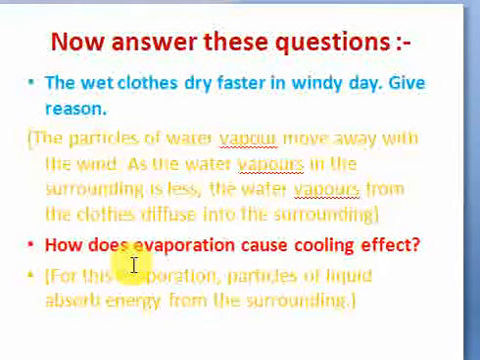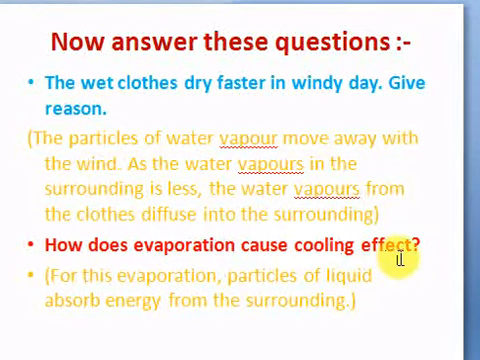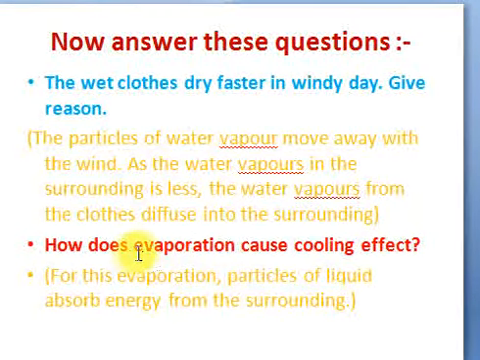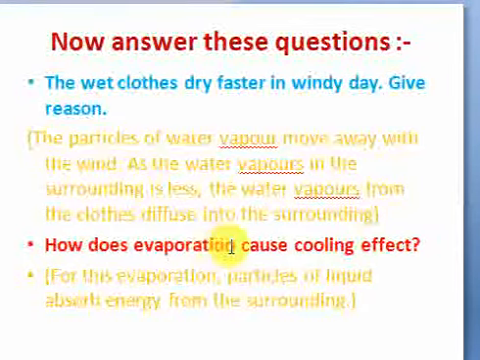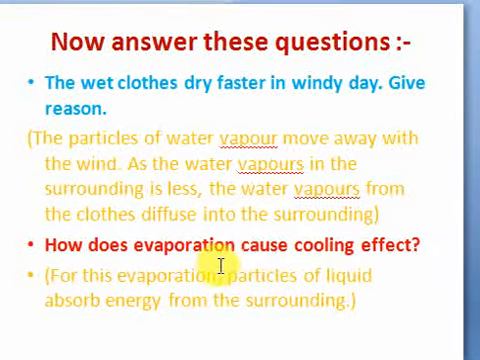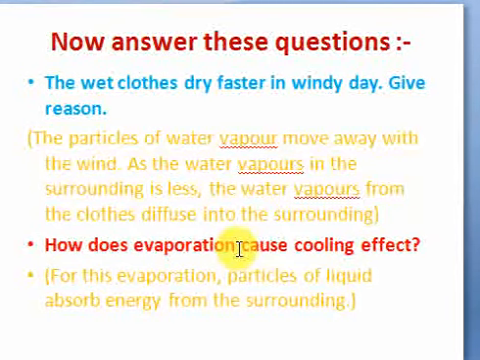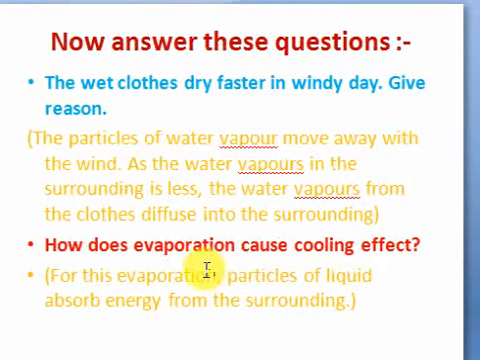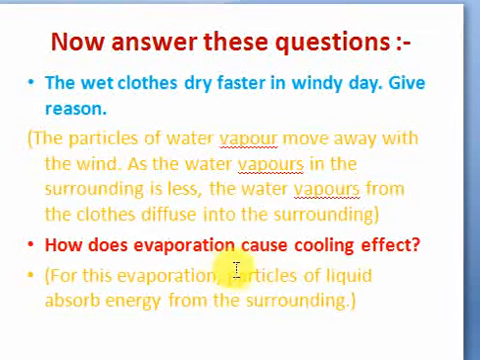Then let us answer, how does evaporation cause a cooling effect? For evaporation, the substance which is going to evaporate absorbs heat from the surrounding. If it absorbs heat from the surrounding, what happens to the surrounding temperature? Definitely the temperature of the surrounding decreases. So evaporation causes a cooling effect.